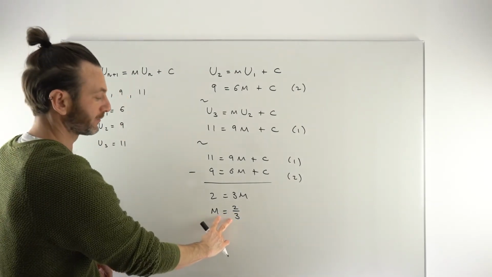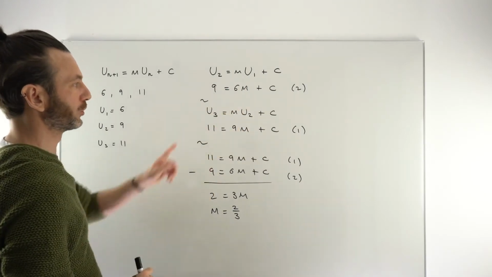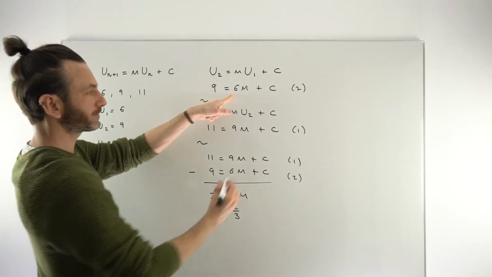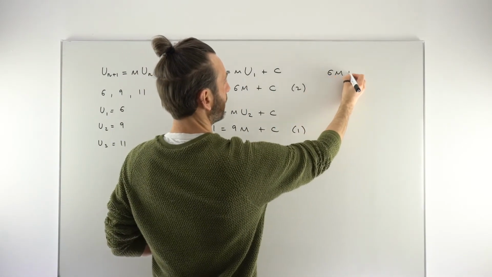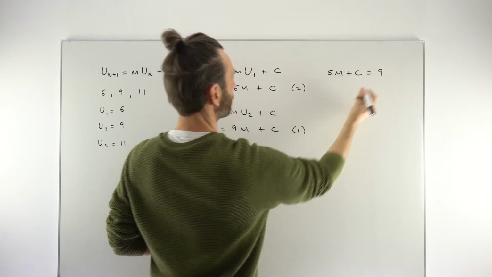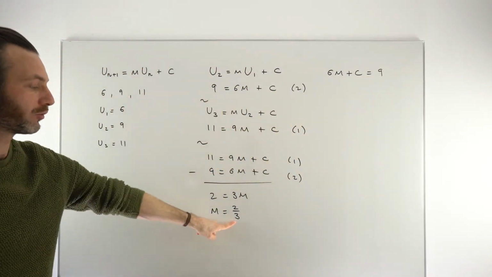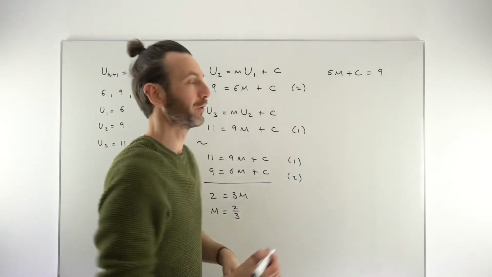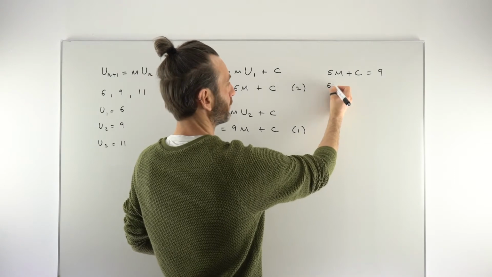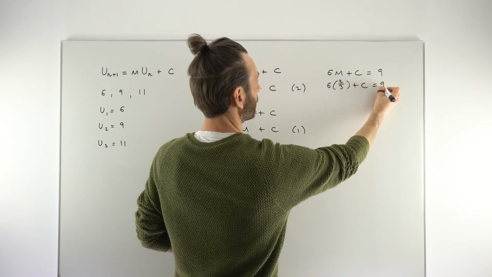We then just take this value and substitute it back into one of our equations. It doesn't matter which one you go for. I'm going to go for this one. I'm just going to write it the other way around. So I'm going to write it as 6m plus c equals 9, just to put the variables on the left, which is what we're more used to. We're going to replace our m value by 2 over 3 because we now know that the m value is 2 over 3. So this becomes 6 times 2 over 3 plus c equals 9.